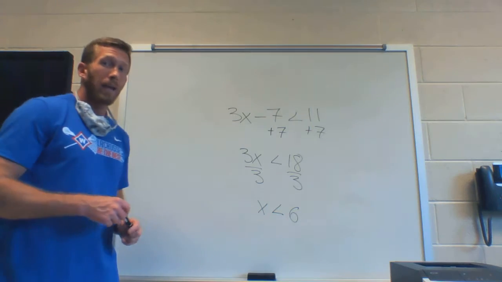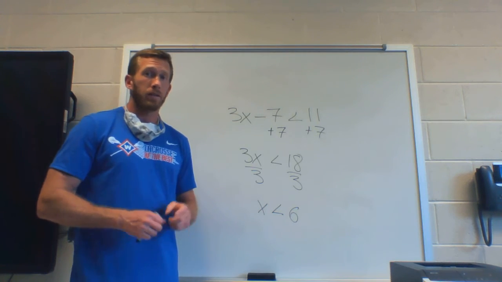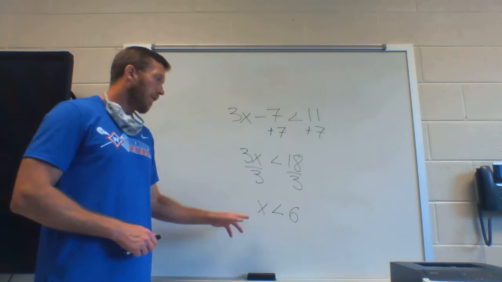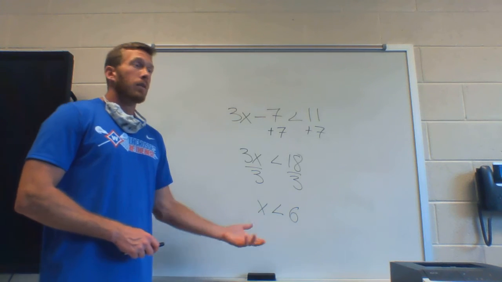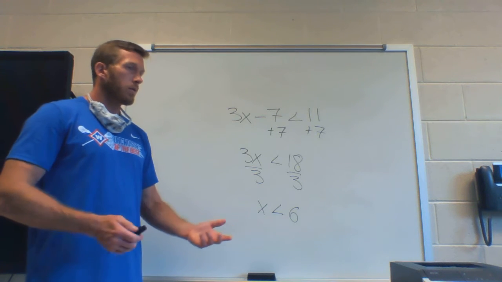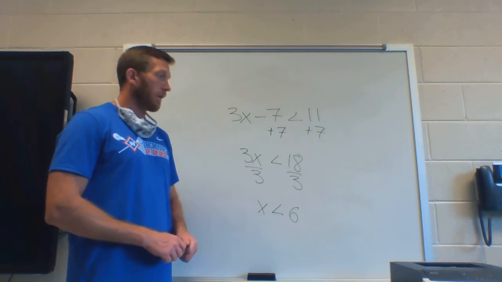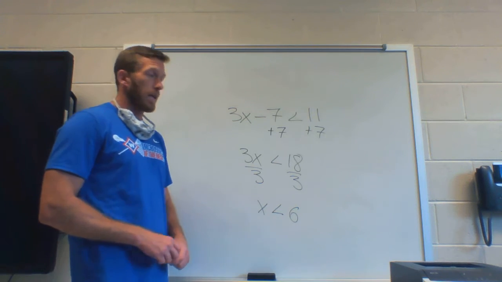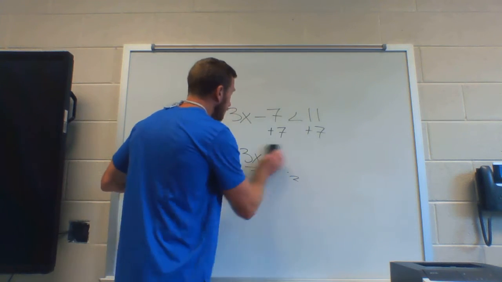So x could actually be any number that's less than 6. Think of a couple numbers right now that would work. 5 would work, 5 is less than 6. 3 would work, 2 would work, 1 works. All of those numbers that are less than 6 work. If I chose 6, that would not work. And if I chose anything above 6, that would not work.